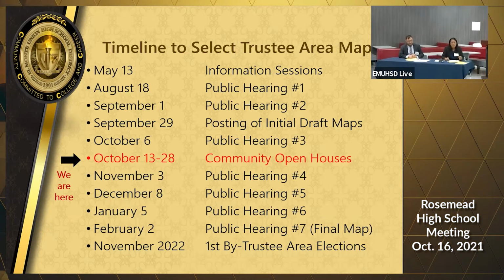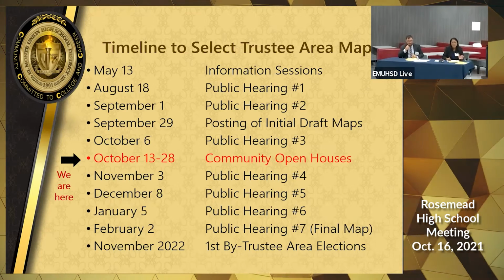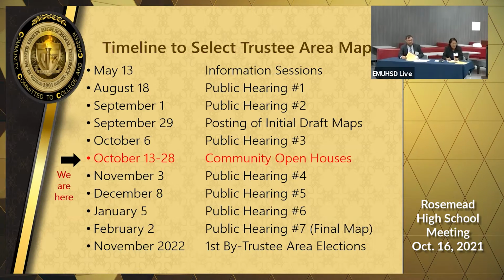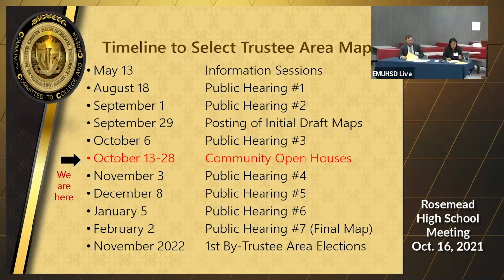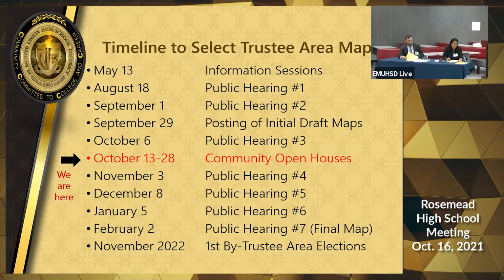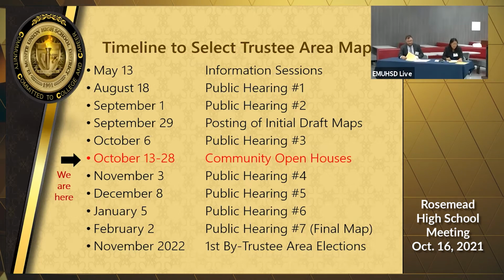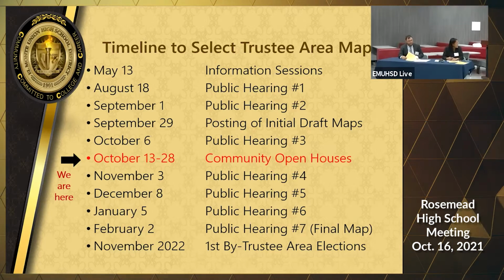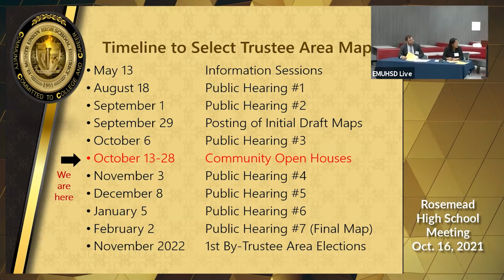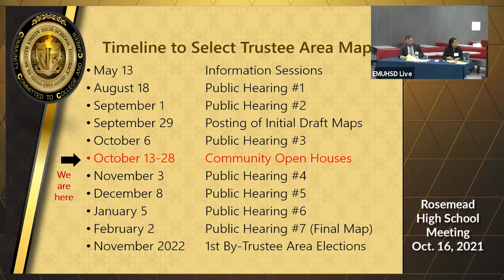So that we'll see some of the maps that have been introduced. Some of those will have key maps that will be taken into consideration. And the final vote on a map will occur on February 2nd. And so that takes us back to November 2022, where we would have our first by-trustee-area elections.